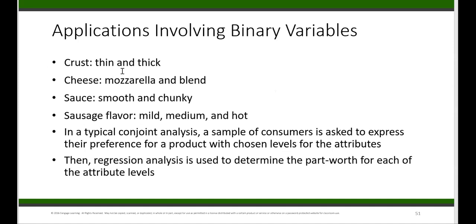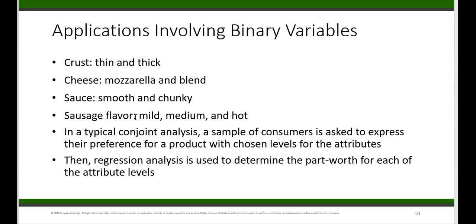For crust, there are two options: thin and thick. For cheese, mozzarella and blend. For sauce, smooth and chunky. For sausage flavor, mild, medium, and hot. So 2 by 2 by 2 by 3. All right. So how many different types of pizzas can be made out of all these levels? 2 by 2 by 2, 8, right? By 3, 24 different types of product.